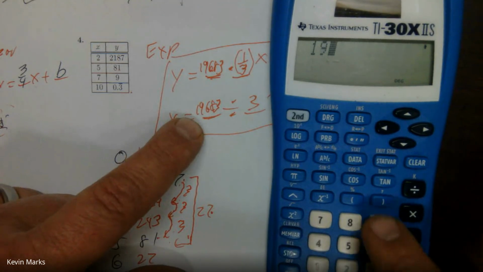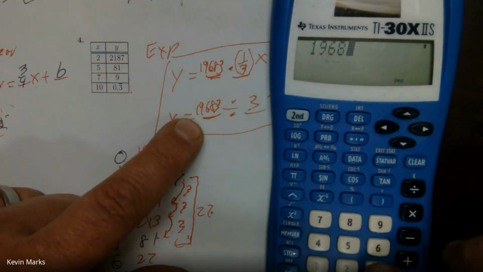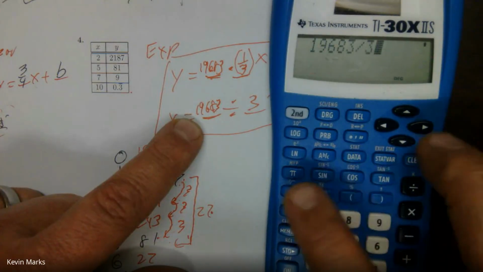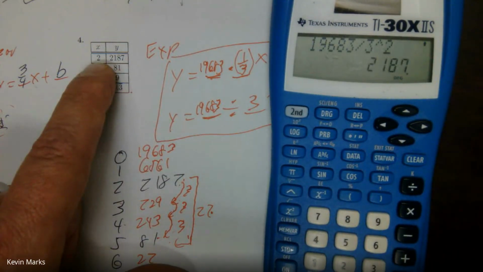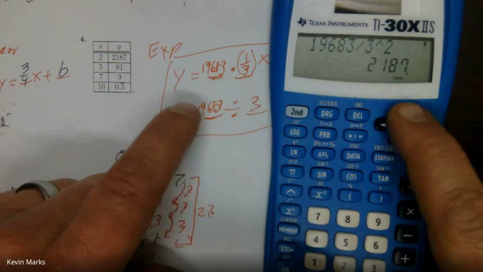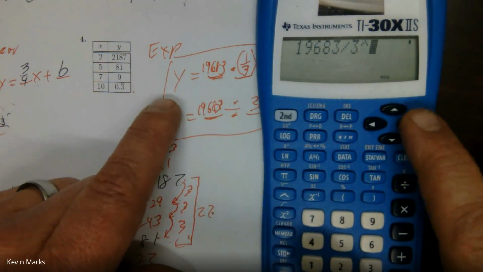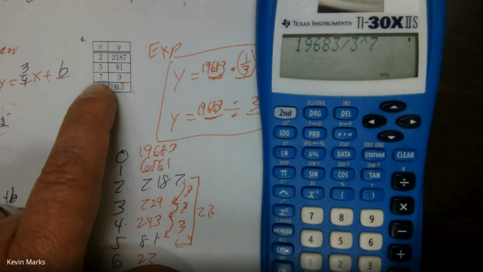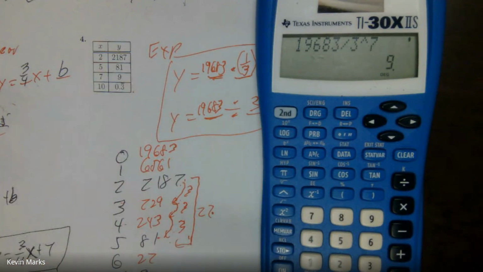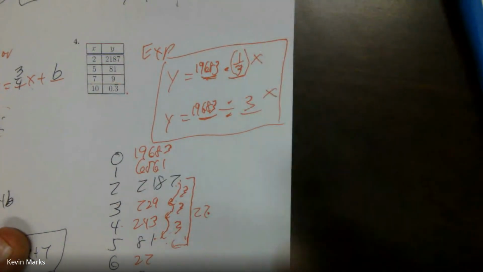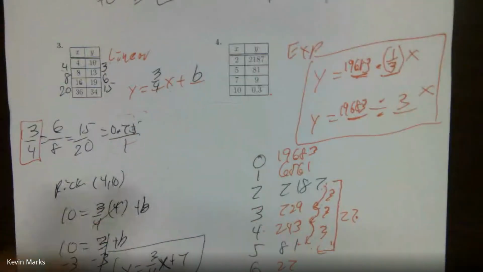Or you could think of it as 19683 divided by 3 raised to the 2. Sure enough, is working, right? Or if I plugged in, say, I don't know, 7. Oh, look, it's giving me 9. It's working. Either one of those would work. So there you go.